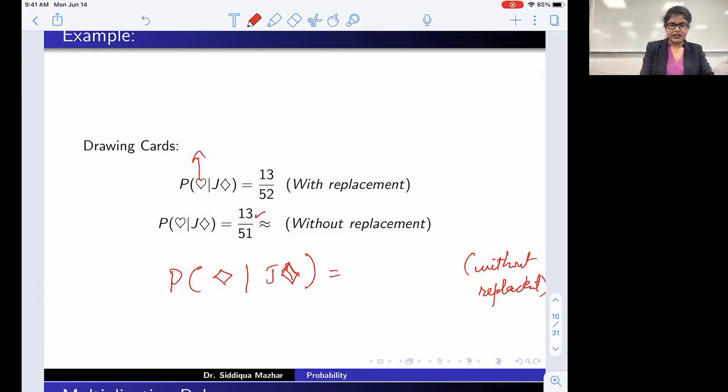Yes, 12 by 51, because the first one was a diamond and the total number of diamonds is 13, and you are putting it in your pocket, so the rest of the diamonds will be 12. So 12 by 51 without replacement. So this is what it all means, conditional probability.